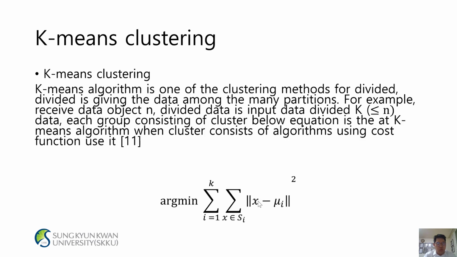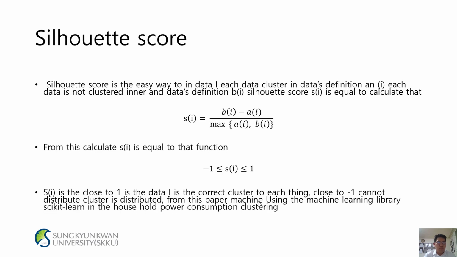K-means clustering. The K-means clustering algorithm is one of the clustering methods for dividing, that is, dividing the data among many partitions. For example, the input data is divided into K groups. Each group consists of a cluster. The equation below is the K-means algorithm, in which clusters are formed using a cost function.